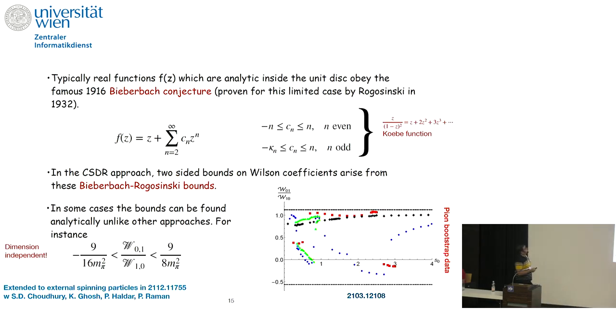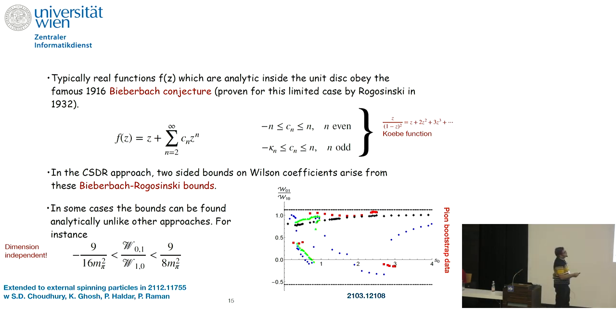So the typically real functions have some magical properties. First of all, when you expand the typically real functions which are analytic inside the unit disk, they satisfy what is called the Bieberbach conjecture, which was conjectured in 1916. For typically real functions, this was proven by Rogosinski in 1932. The statement is that if you have the Taylor expansion of typically real functions, then these Taylor expansion coefficients are two-sided bounded.